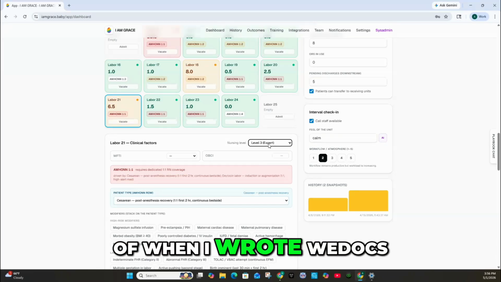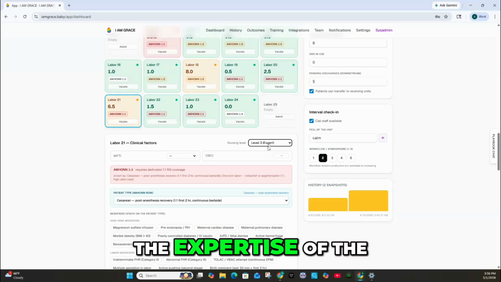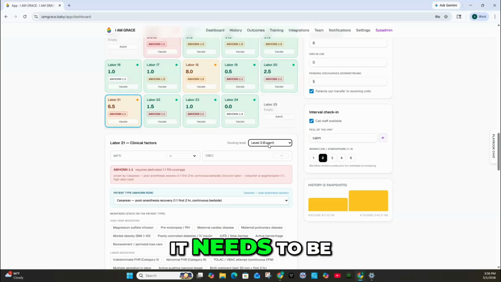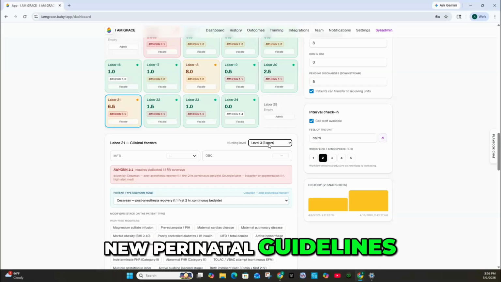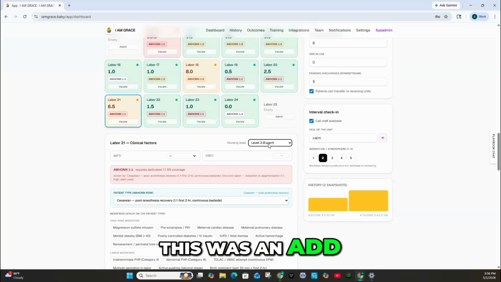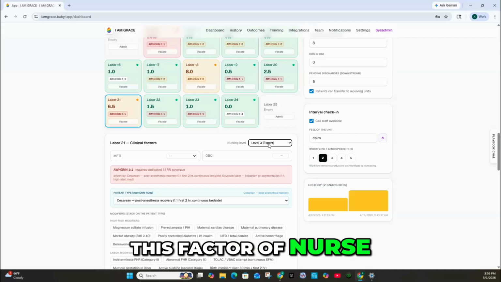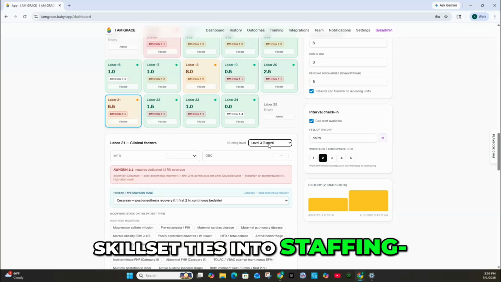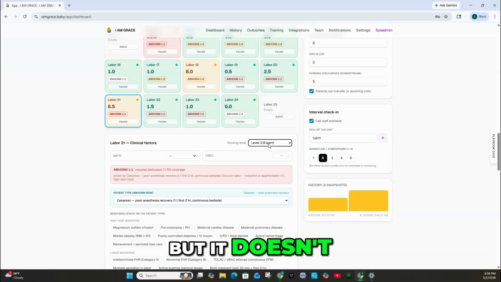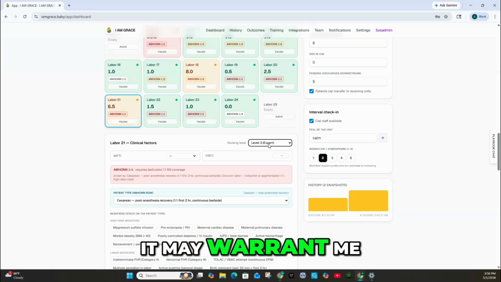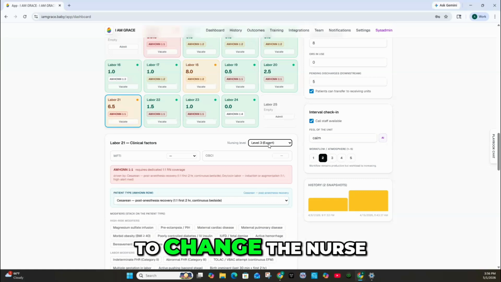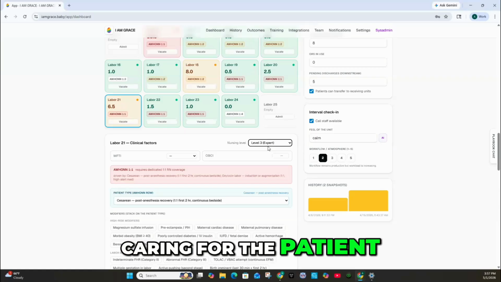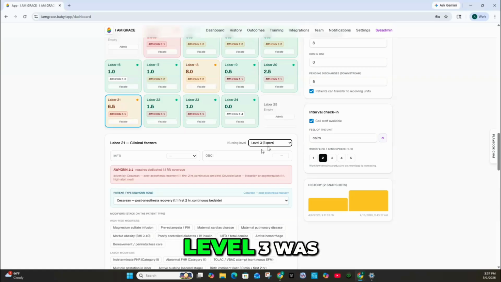Well, if this went away, like in my world when I wrote WEDOCs, the expertise of the nurse wasn't a factor. It needs to be. So based on the new perinatal guidelines, this was an add. So this factor of nurse skill set ties into staffing, but it doesn't change the acuity of the patient. It may warrant me as a charge nurse to change the nurse caring for the patient.